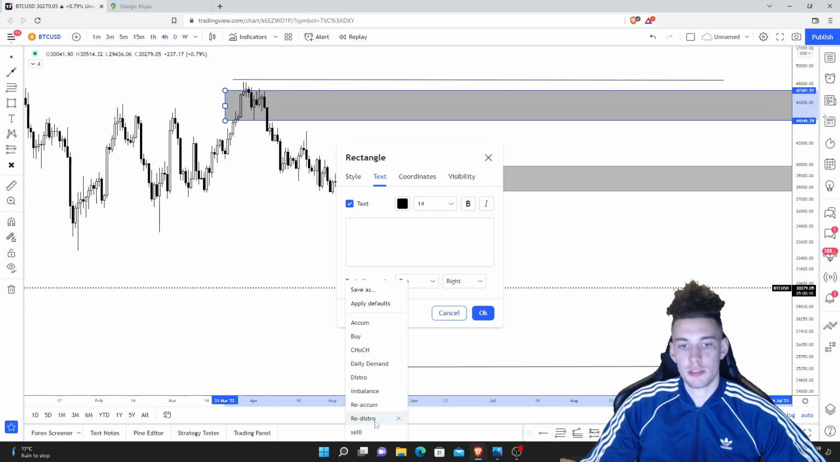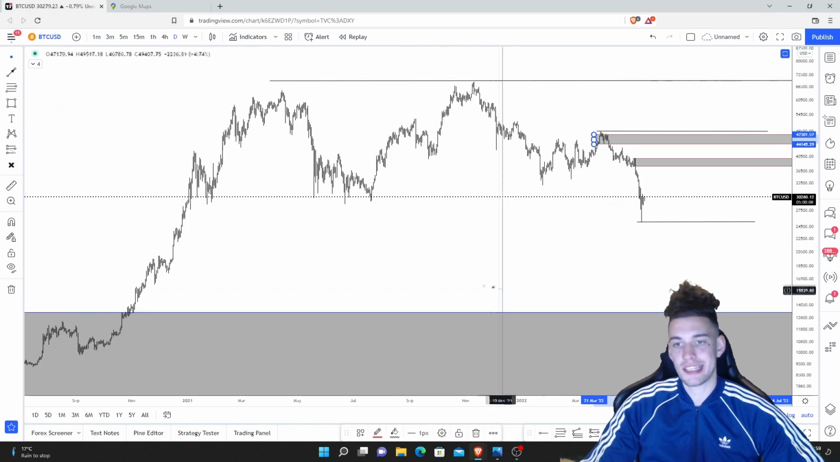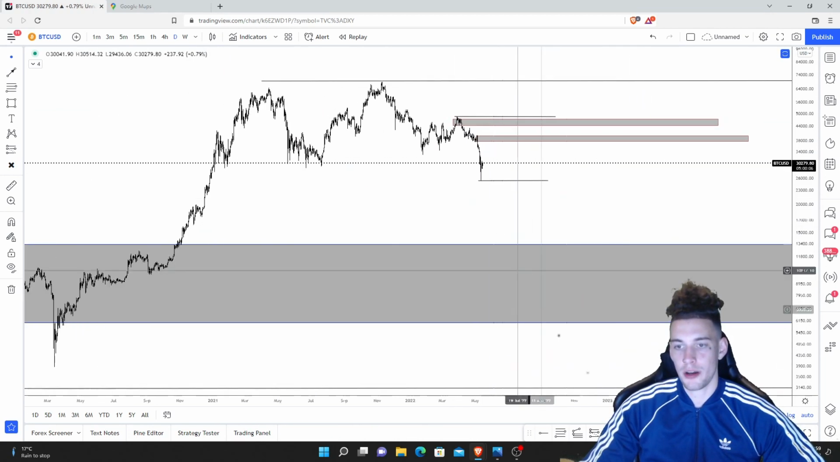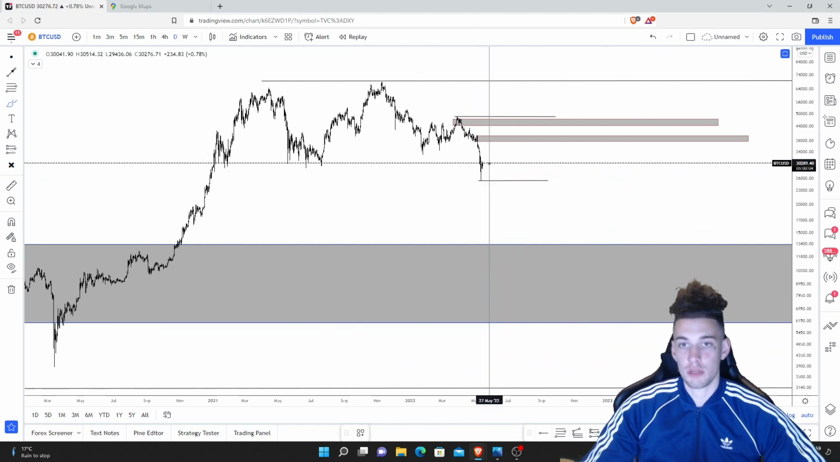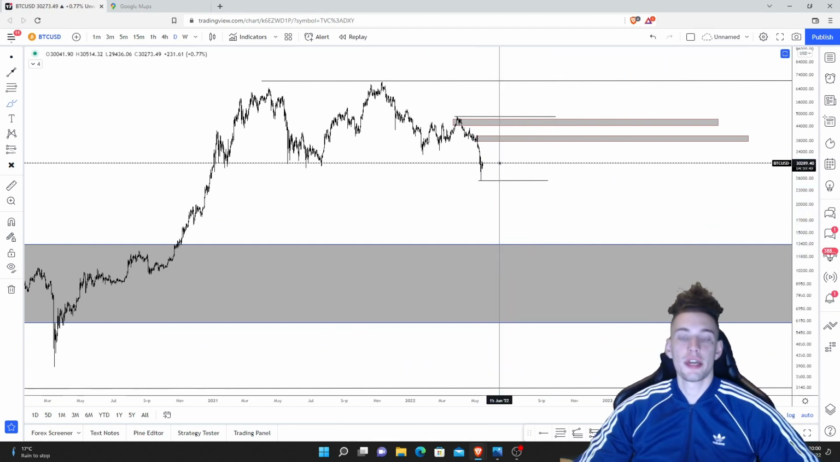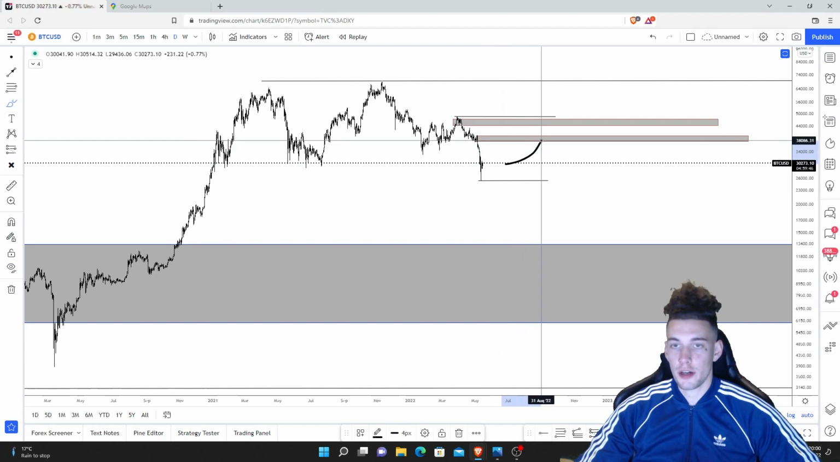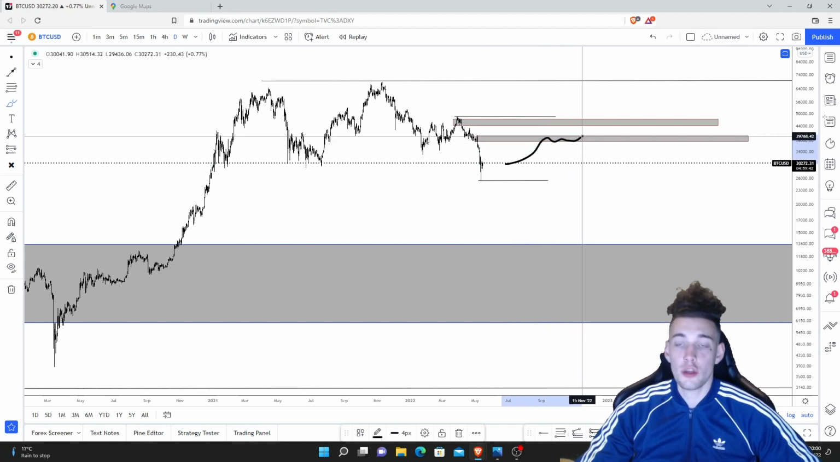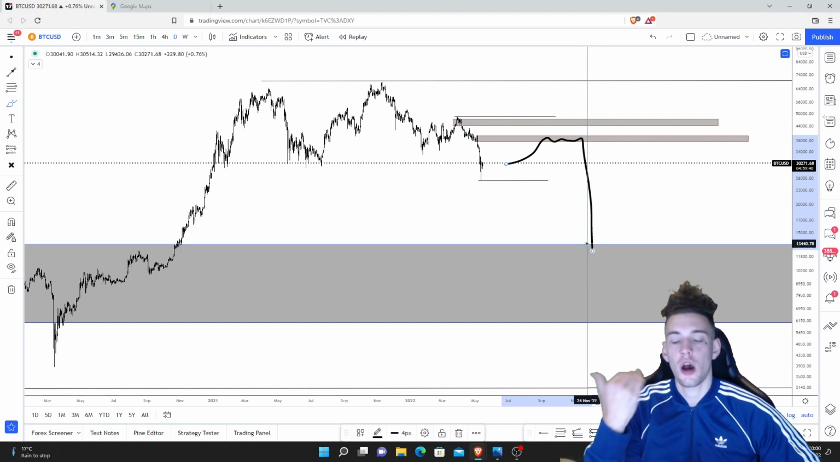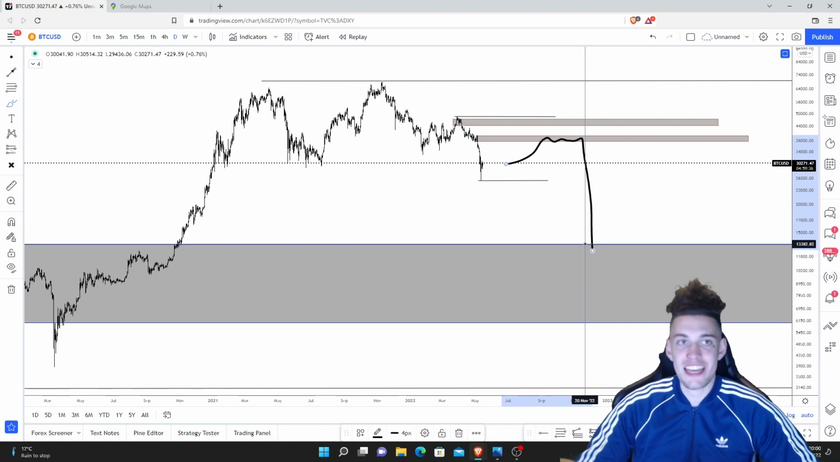So now we can start building a roadmap and say, okay, well, for us to get down there, supply has to come into the market. So we're either going to just redistribute here and go lower, or we can create an if-then scenario and say, if the market comes up to our supply zone and gives us our entry confirmation, then we can short it and take it down to our area. And that's all it is, creating these if-then scenarios.